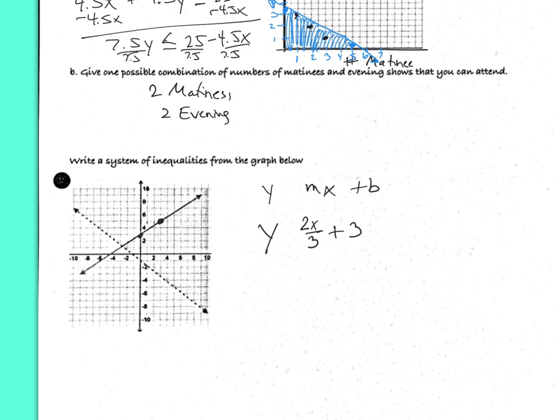Now you can also tell that it's shaded this way, because if it was shaded below, then there would be lines over here. And there isn't. So, because there's no lines over there, then it has to be shaded up. Up is greater than, and it's a solid line, so there's a line under it.